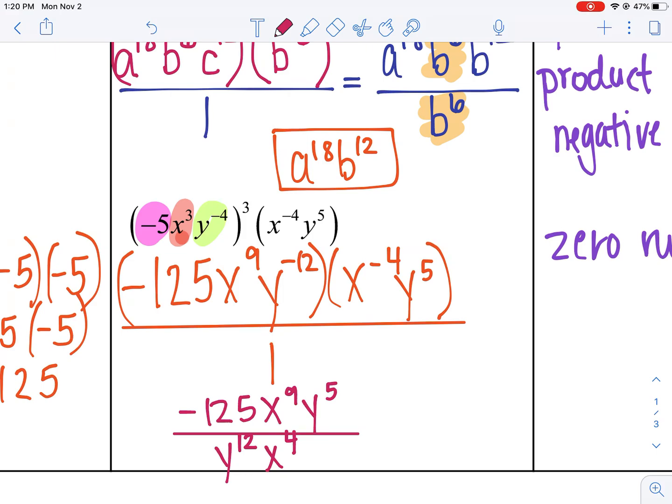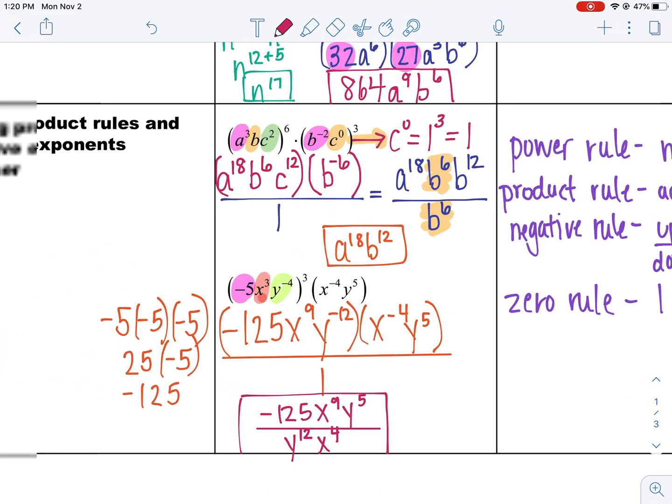All you need to do is check for, can I apply any bases with the product rule? And the answer is no. I have an x and a y on top. I have an x and a y on the bottom. For right now, that's as far as I can simplify this expression, so I leave it alone.